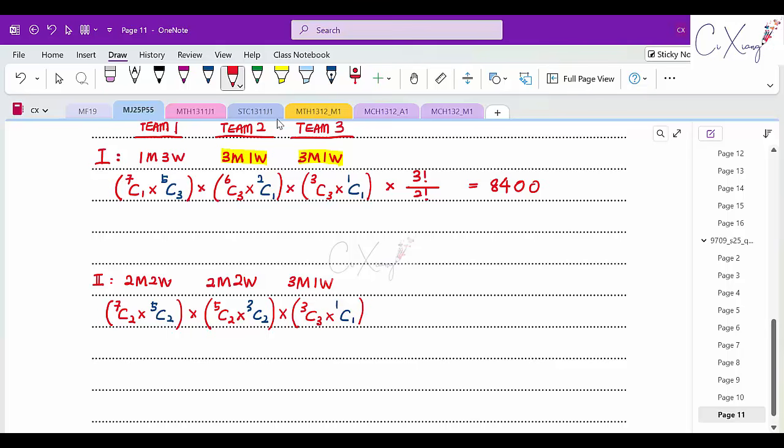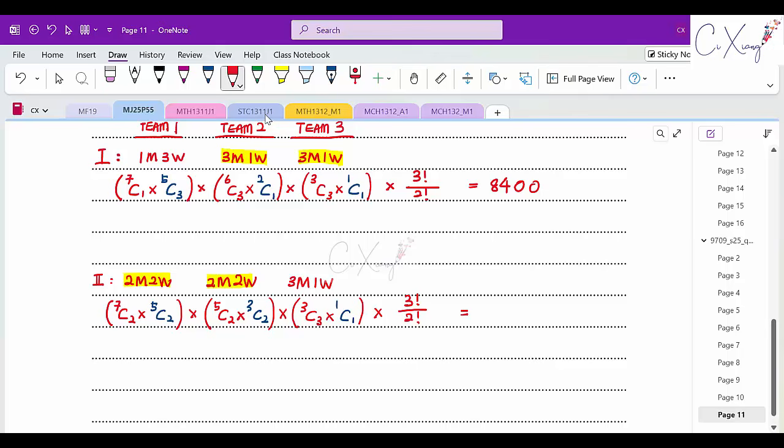After that, again, the same thing happened here. We still need to consider how we are going to assign the teams into the cities. We are having 3 teams assigned to 3 cities, should be 3 factorial. Arranging the 3 teams into the different cities, right? But because we are having identical teams also here, 2 men, 2 women, 2 men, 2 women, according to the gender, right? And that's the reason why you need to divide it by 2 factorial again.